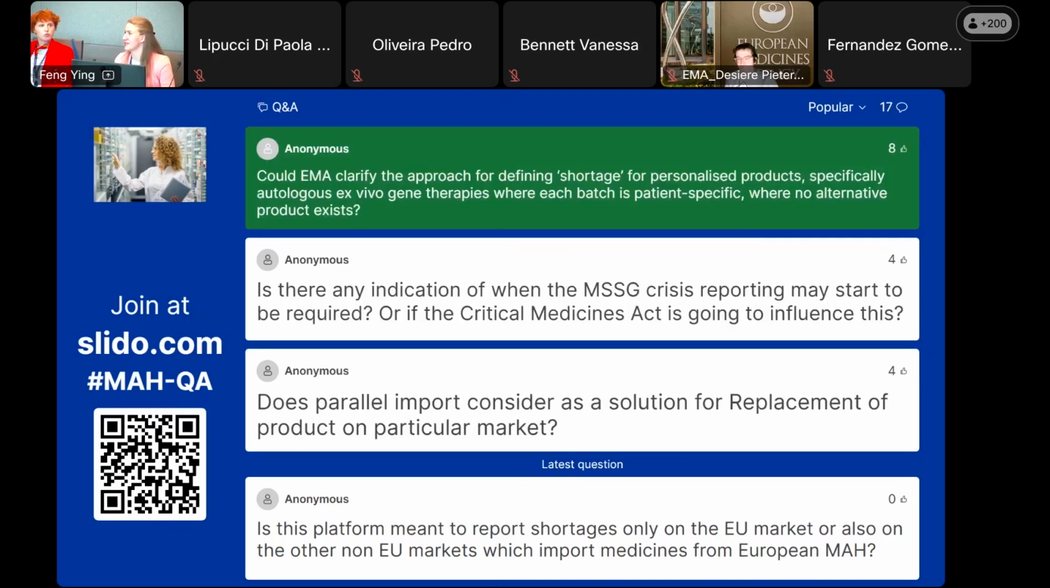Moving on to the next question. Could EMA clarify the approach for defining shortage for personalized products, specifically autologous ex vivo gene therapies, where each batch is patient-specific, where no alternative products exist? Regardless of the application, scope, or type, the personalized medicines are also subject to shortage reporting for now, but as said, we will look into this and try to provide further guidance on these products in the future.